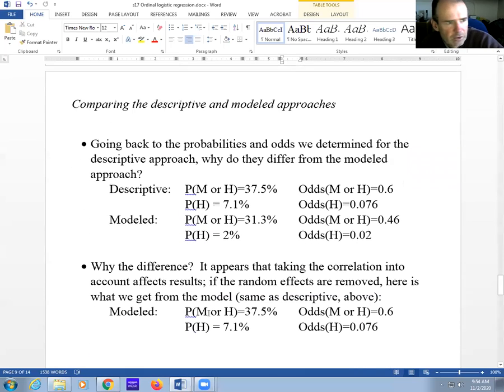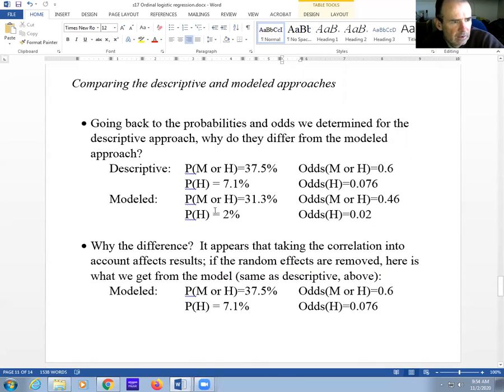One last thing I want to mention here is, if you look at our original descriptive statistics and the proportion of job types that were estimated to be high, it is about 7%. And if you take the model approach, you get 2%. And that seems kind of off, right? Why is it different? Well, I actually took out the random effects just because I wanted to see if we were doing the model correctly.